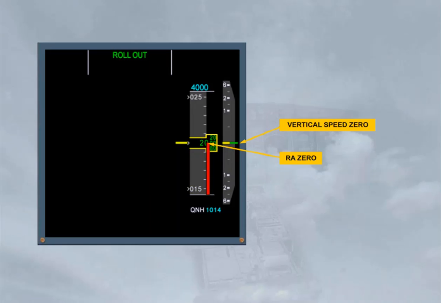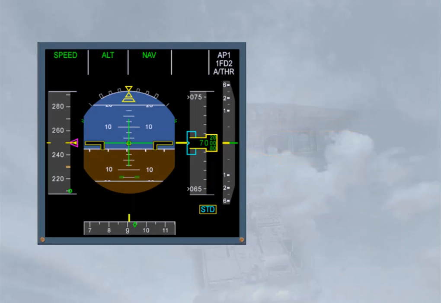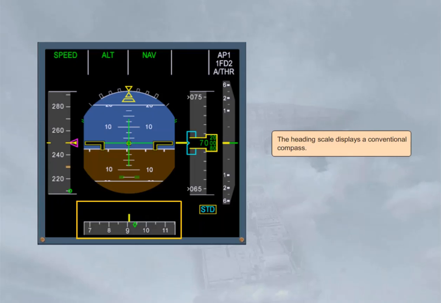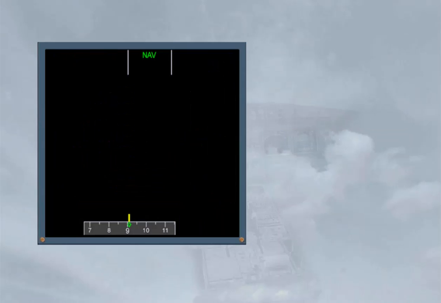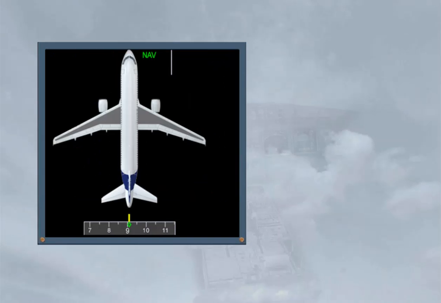We will now look at the heading scale. The heading scale displays a conventional compass. The grey scale moves against a fixed yellow line, which represents the center line of the aircraft. In the example shown, the aircraft is heading 091 degrees.